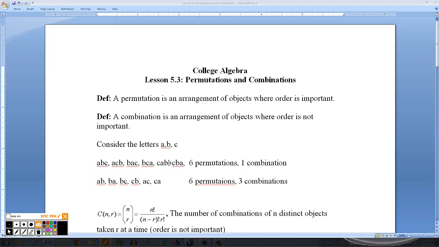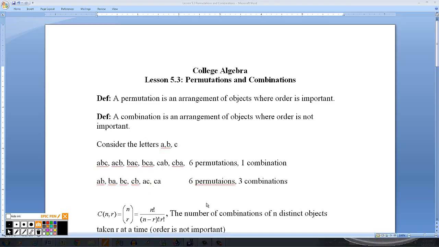Now if I take 2 of the 3 letters, so say I take the A and the B, I get AB, BA, and then the B and the C, I get BC and CB, and then the A and the C, I get AC and CA. So if I take them 2 at a time, then I would have 6 permutations. Order is important. AB would be different than BA. BC would be different than CB. AC would be different than CA.